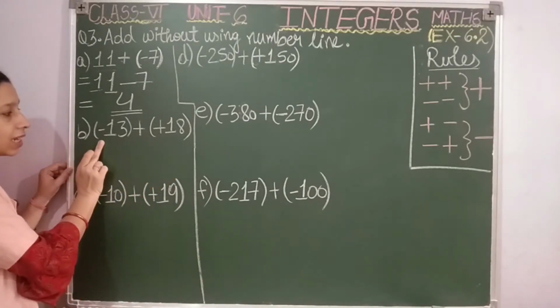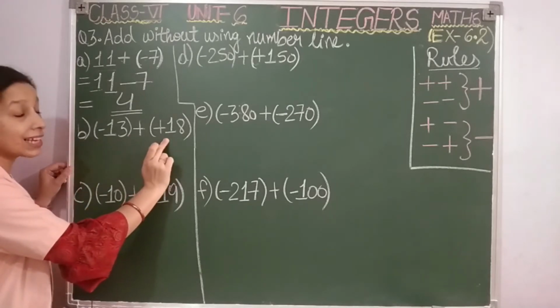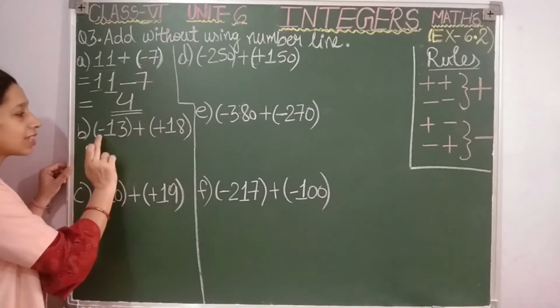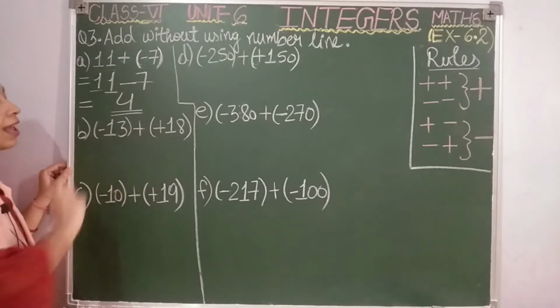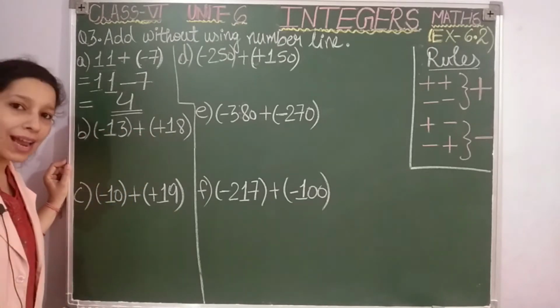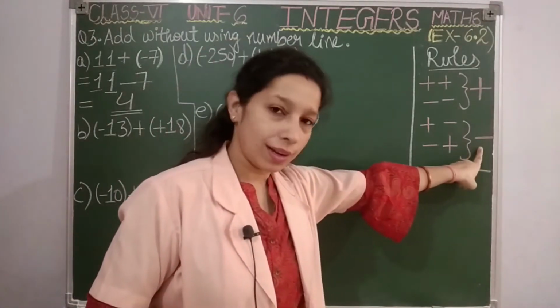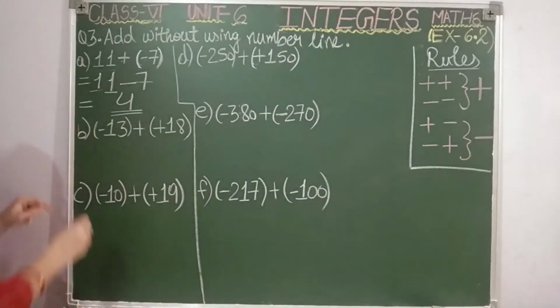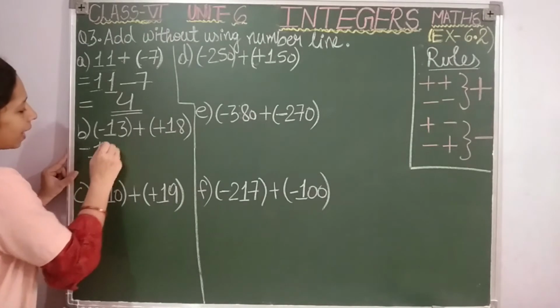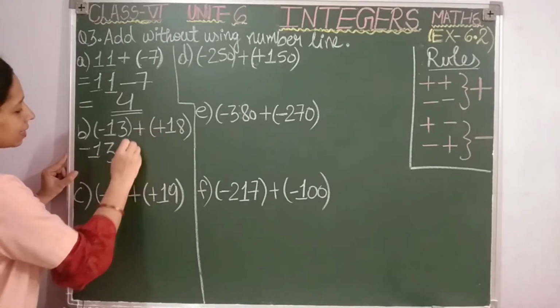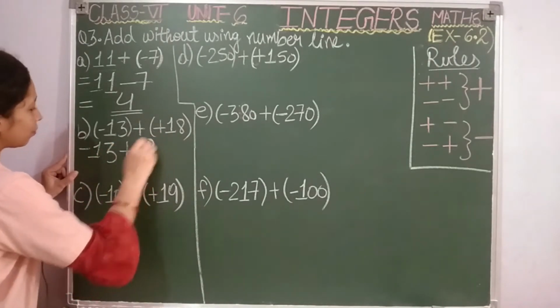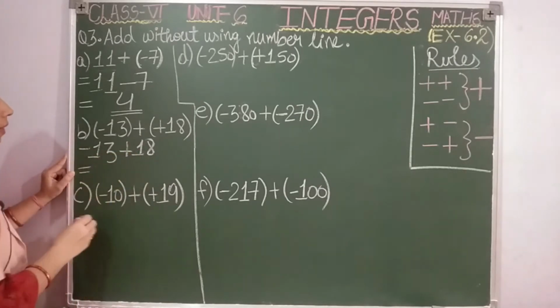Again the first integer is a negative integer and the second integer is a positive integer. Opposite signs, students, this one is a negative integer and this one is a positive. So again what are you going to do? Negative positive will give you negative only, isn't it? So here also minus, but look, minus 13, again plus plus plus 18. Now minus 13 plus 18.